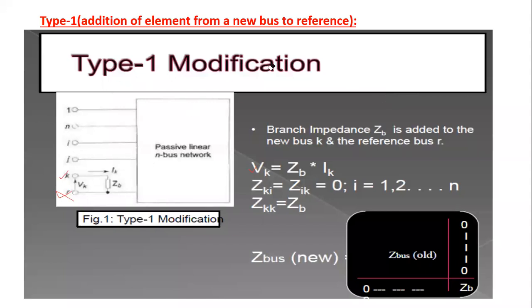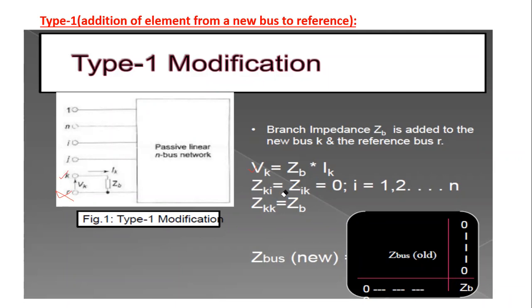In the type 1 modification, ZB is added in between K and the reference node. K is the new node and R is the reference. Therefore the voltage across this element or branch is VK equals ZB into IK, where ZB is the branch impedance and IK is the current.